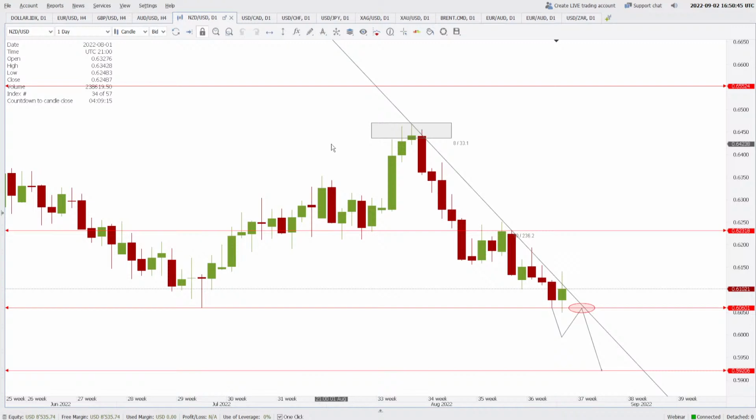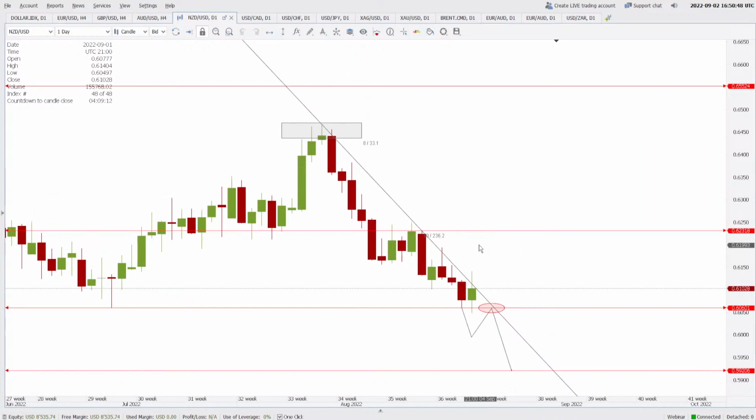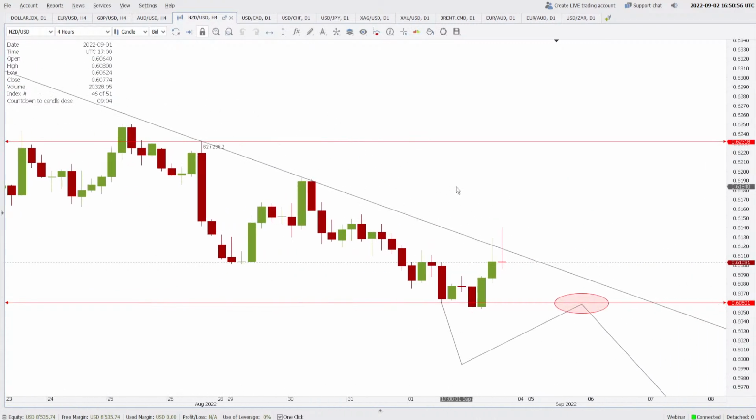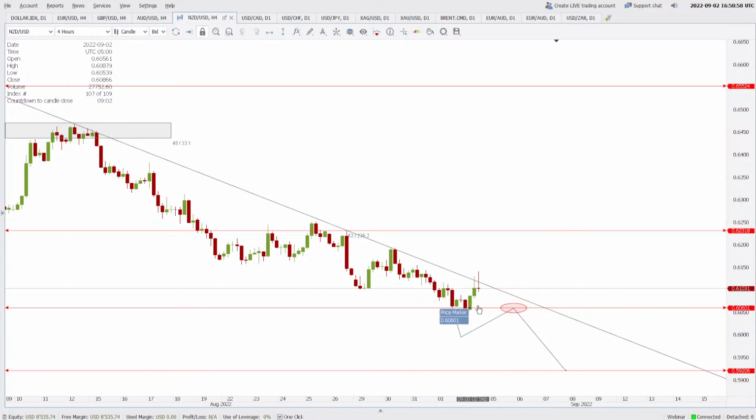Let us see what is happening in the New Zealand dollar. Now, New Zealand dollar is being crushed between these two lines, or I can say that now on 4 hour, I think there will be a descending triangle forming. Yeah, there is a triangle forming, descending.